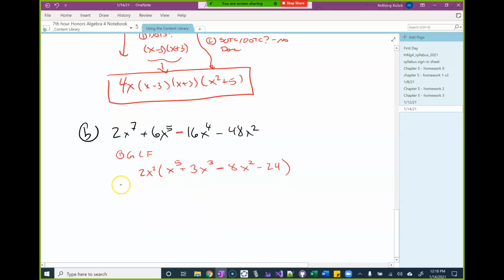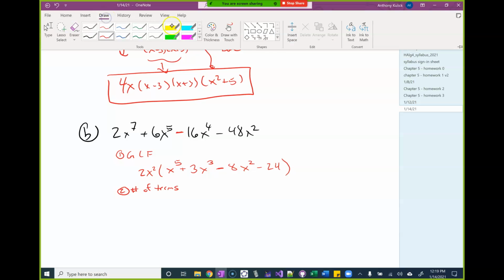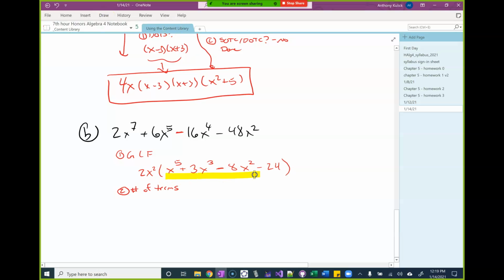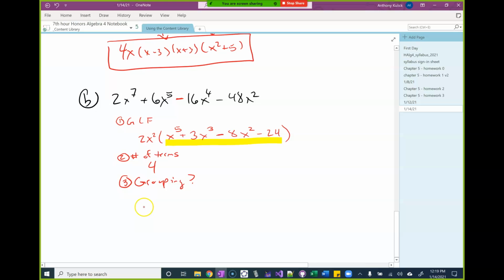Okay. Next thing we look at is the number of terms. How many terms do we have here? What do you guys think? 4, right? Because again, all we're worried about is the part inside the parentheses. 4 terms there. We have 4 things that are being added or subtracted. If we go down the 4-term branch, the first thing we need to check: can we do factor by grouping on it? So let's check that.